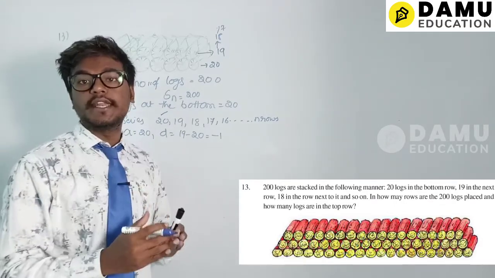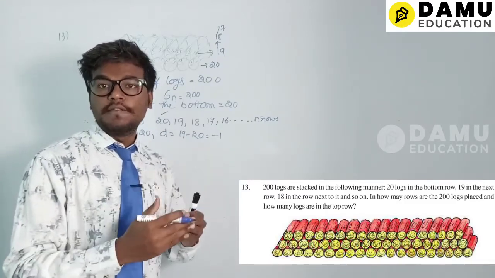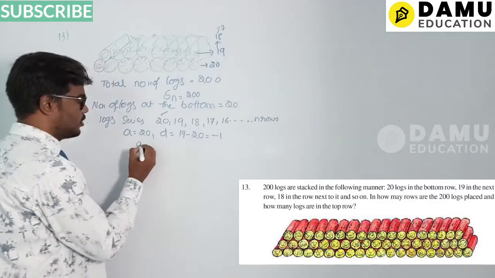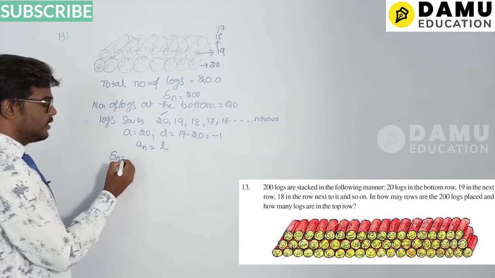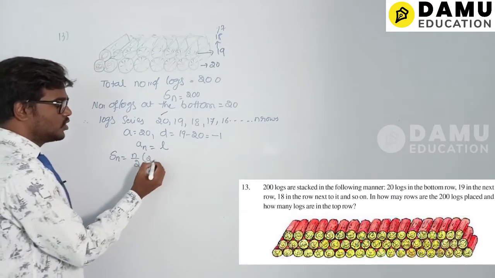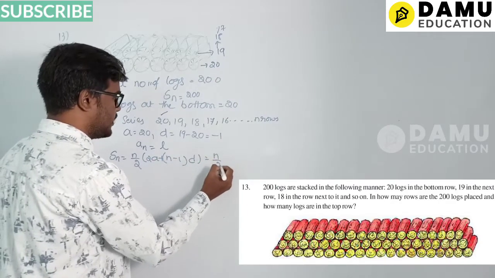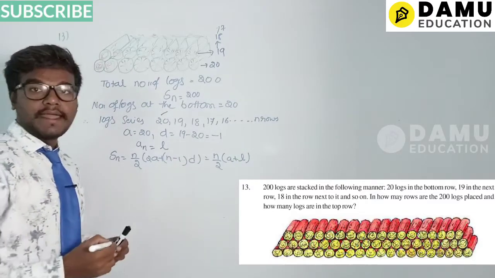We have to substitute in the sum of n terms. Then we are going to calculate the nth term, and the last level, that is l, will be the nth term. So this is the formula: Sn will be equal to n by 2 into 2a plus n minus 1 into d. That will be equal to n by 2 into a plus l. So these two are the formulas for the sum of n terms.